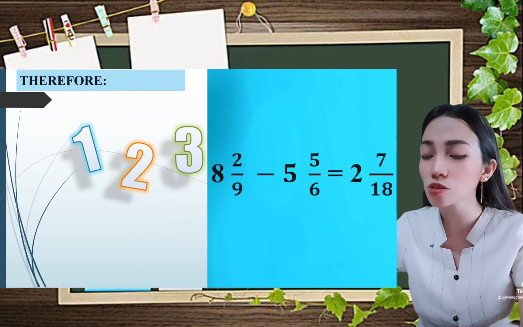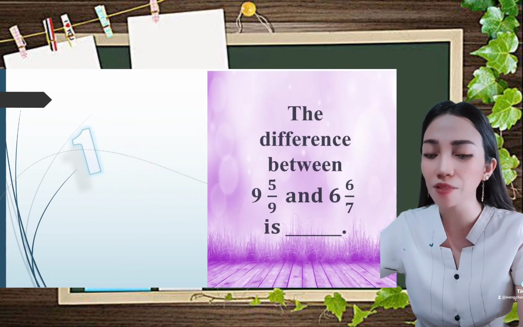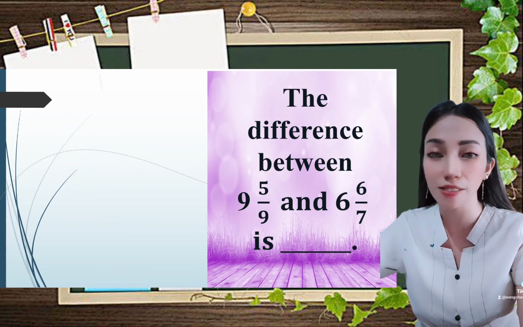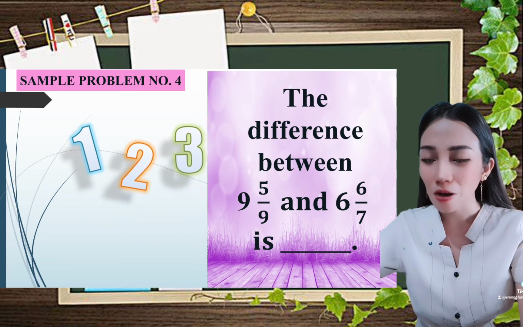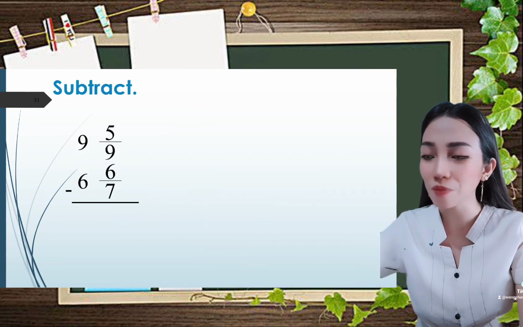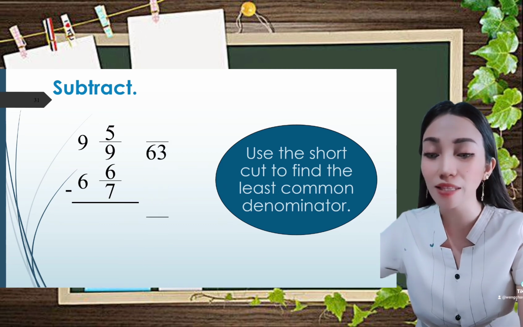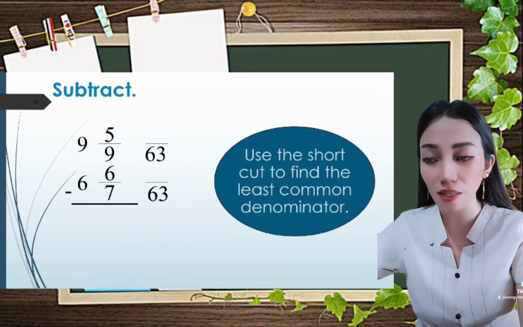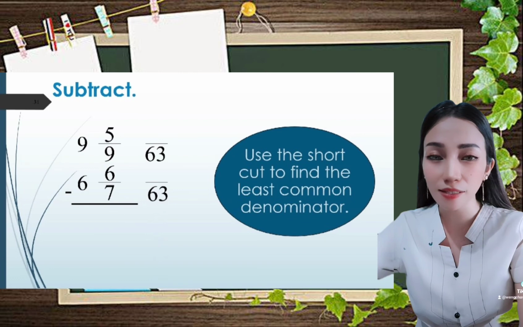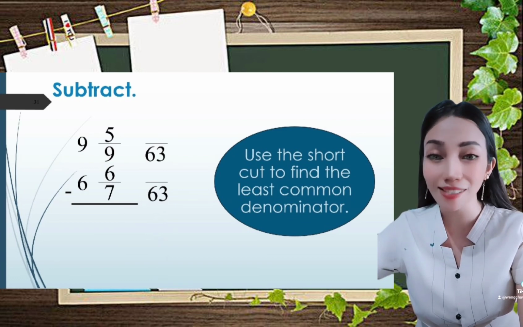Let us now proceed to example number 4. The difference between 9 and 5 over 9 and 6 and 6 over 7 is blank. Let us see. Let us now write the problem. 9 and 5 over 9 minus 6 and 6 over 7. Let us use a shortcut to find the least common denominator. What is the LCD between 9 and 7? In finding the LCD, we can also multiply the denominators. 9 times 7 is 63.